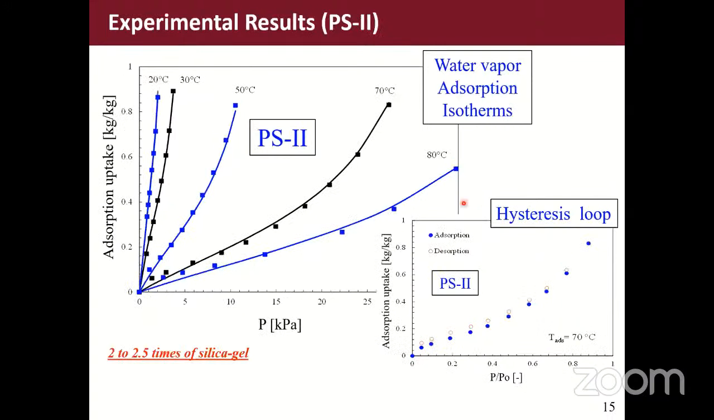This is the case for the experimental results for the second material, PS2, and you can see that the absorption uptake for such materials is relatively high, about 0.9 at higher relative pressure. So it is really quite good, which is 2 to 3, about 2.5 times that of the conventional silica gel.